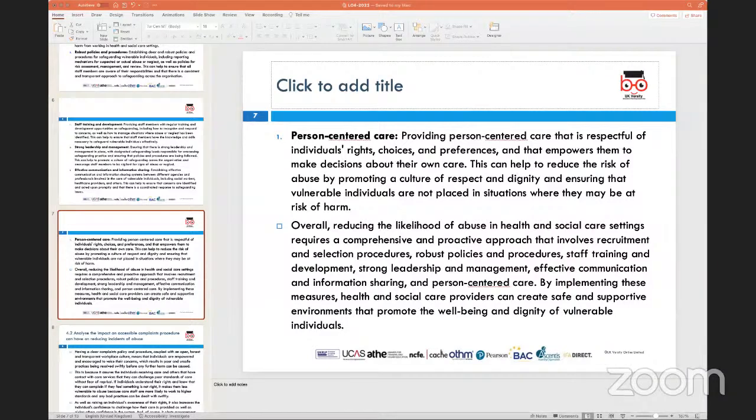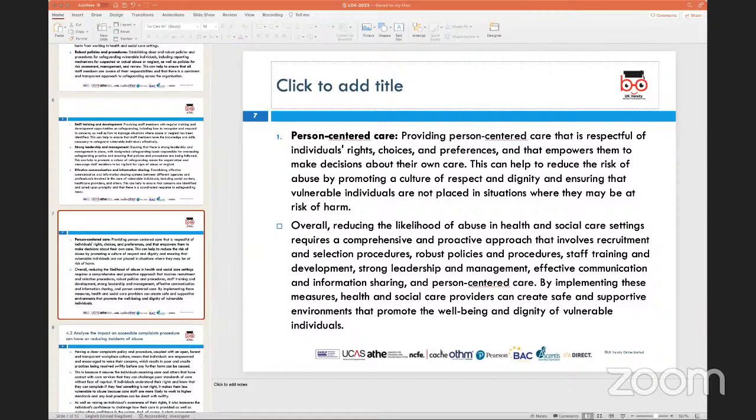So the 6 principles of person-centered care also are important to be practiced and observed while providing this care. And they are also ensuring that any sort of risk or abuse being carried out to the elderly within the care home is minimized. So when we look at these approaches, how do we look at minimizing these risks? We are looking at the recruitment and selection process to be robust. We are looking at policies and procedures to be implemented within the organization.